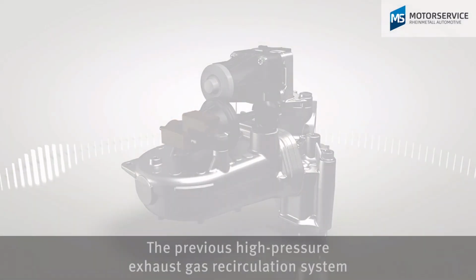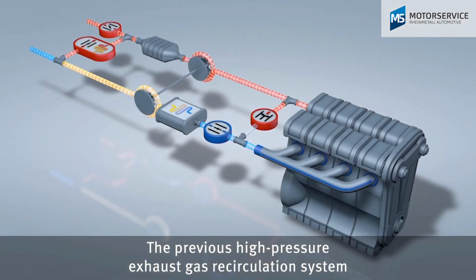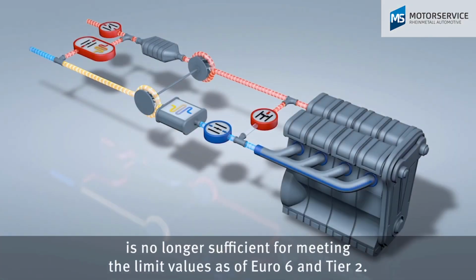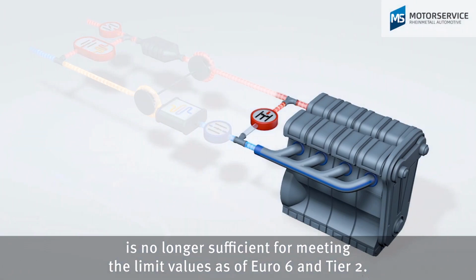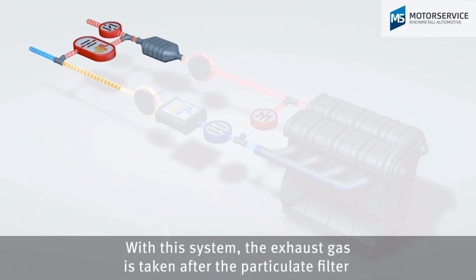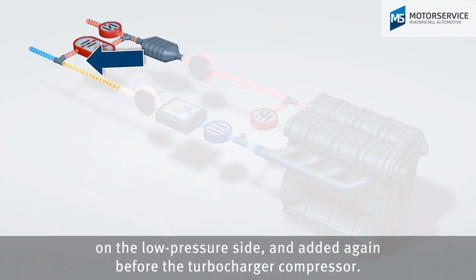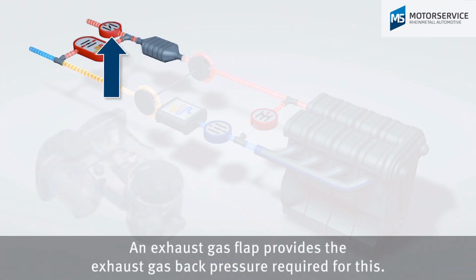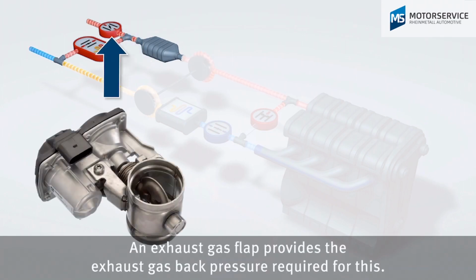filter. The previous high-pressure exhaust gas recirculation system is no longer sufficient for meeting the limit values as of Euro 6 and Tier 2. An additional low-pressure EGR system is required. With this system, the exhaust gas is taken after the particulate filter on the low-pressure side and added again before the turbocharger compressor. An exhaust gas flap provides the exhaust gas back pressure required for this.